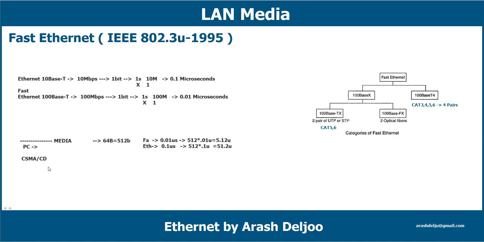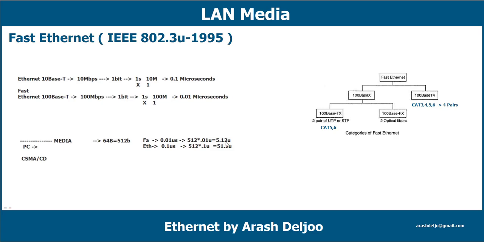You know that the minimum size of the Ethernet frame is 64 bytes. 64 bytes equal 512 bits. What does it mean? It means that because in fast Ethernet for 1 bit we need only 0.01 microsecond to send, for 512 bits we need 5.12 microsecond. Look at here, 0.01 microsecond for 1 bit. For 512 bits we need 5.12 microsecond. But in Ethernet, for the 512 bits we need more time.